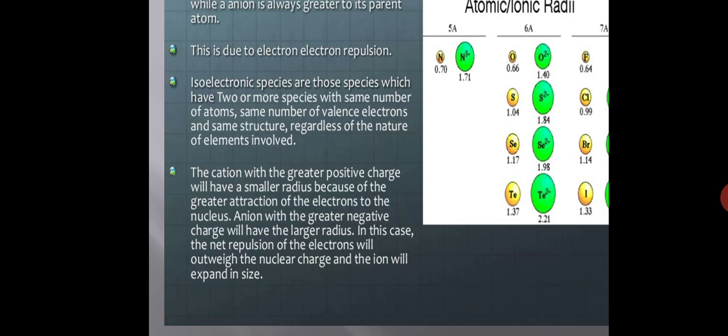Similarly, Ne is also isoelectronic to N3- and O2-. Similarly, Na+ is also isoelectronic. Why? Na means 11 electrons total. Na+, it is losing 1 electron, so it is again 10. So they are all isoelectronic: N3-, O2-, Ne, Na+, even Mg2+, even Al3+. Got it? They are all said to be isoelectronic in nature.